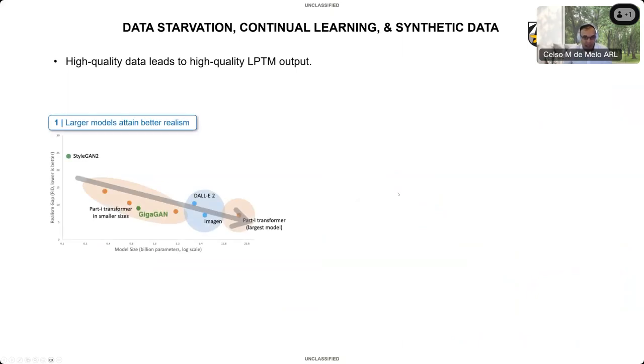Data starvation, continual learning, and synthetic data. So this is another topic. Here, the idea is that high quality data leads to high quality output. So in the case of visual GenAI models, for instance, text to image models, we know that the bigger the model, the better the performance. Okay, so the lower, the better here.